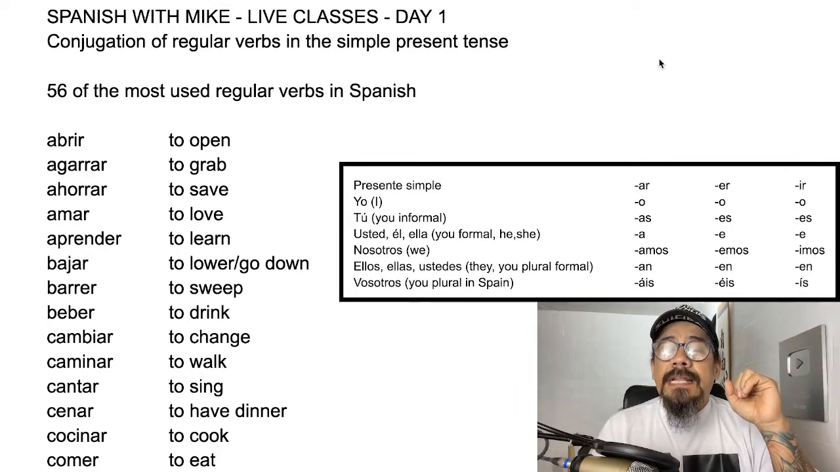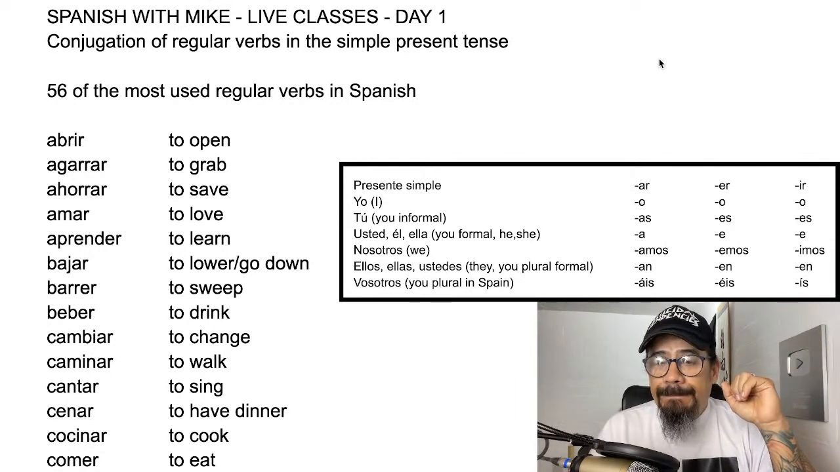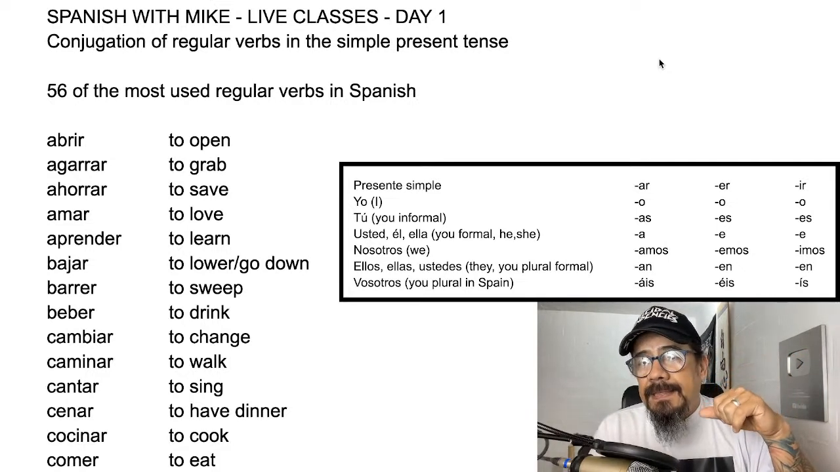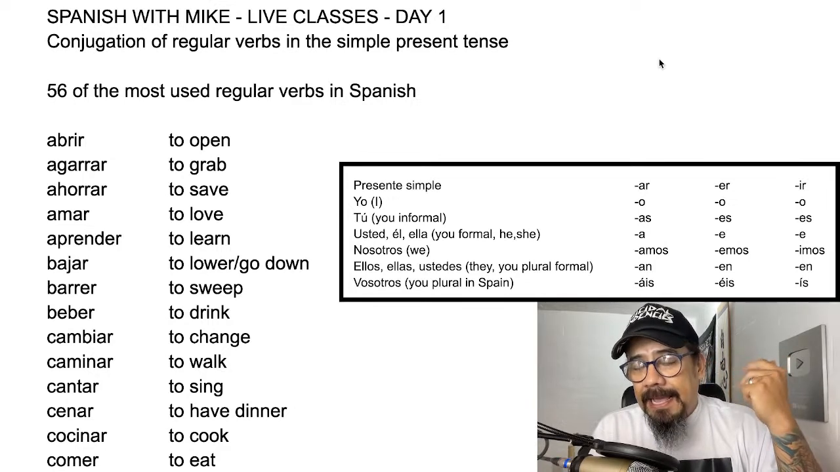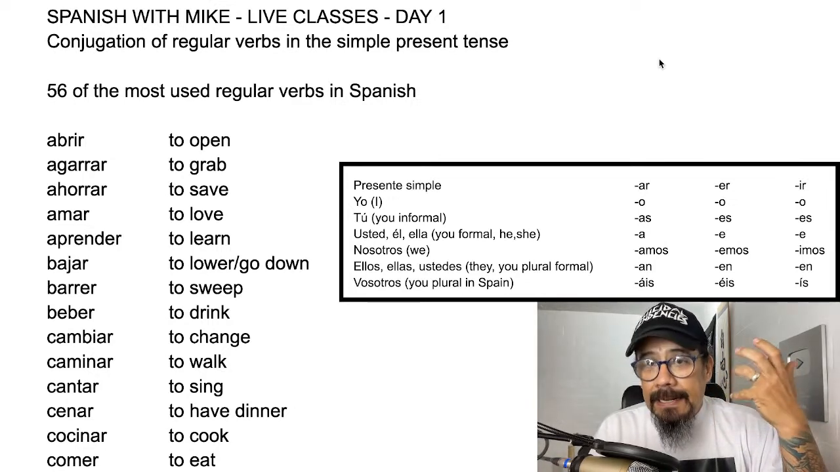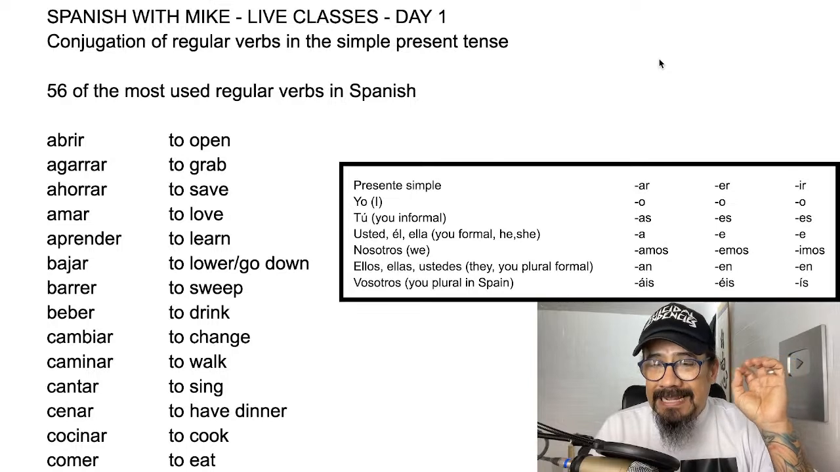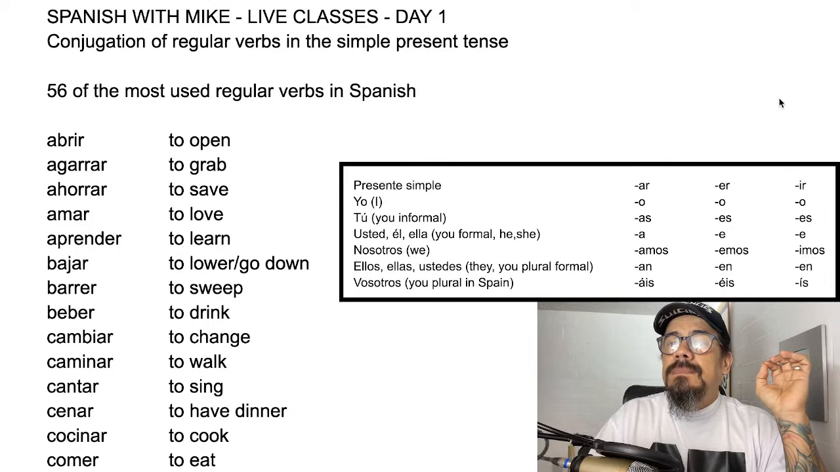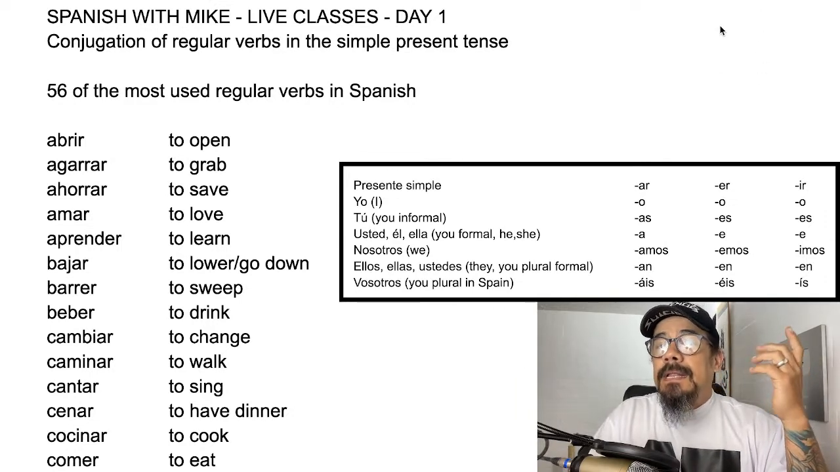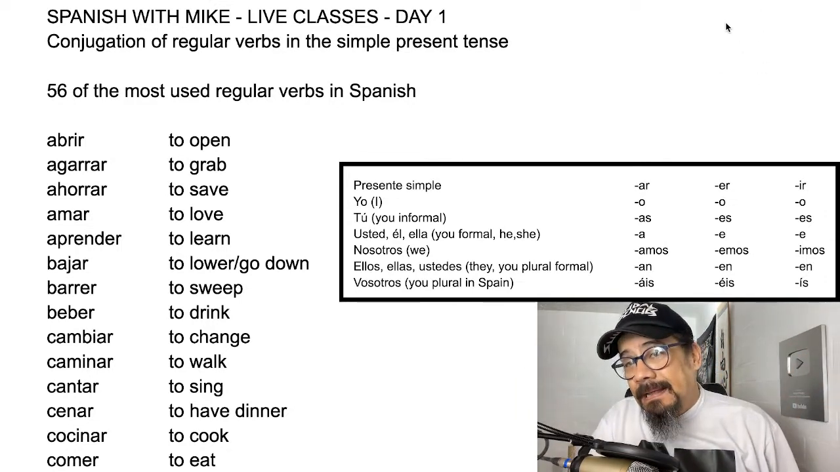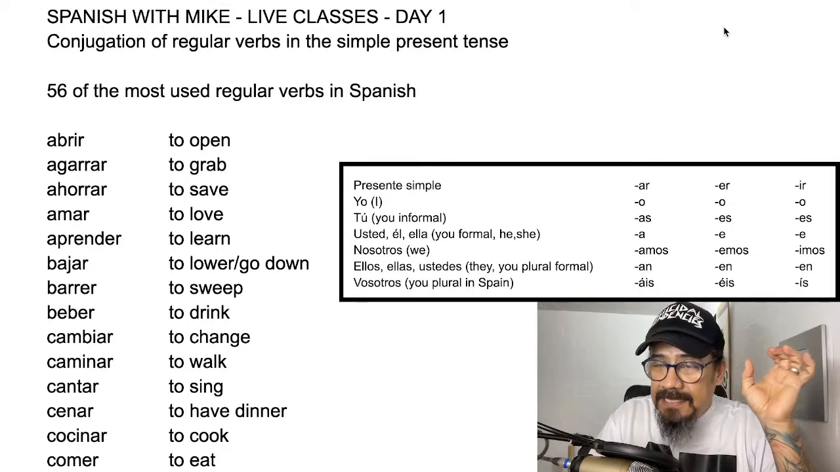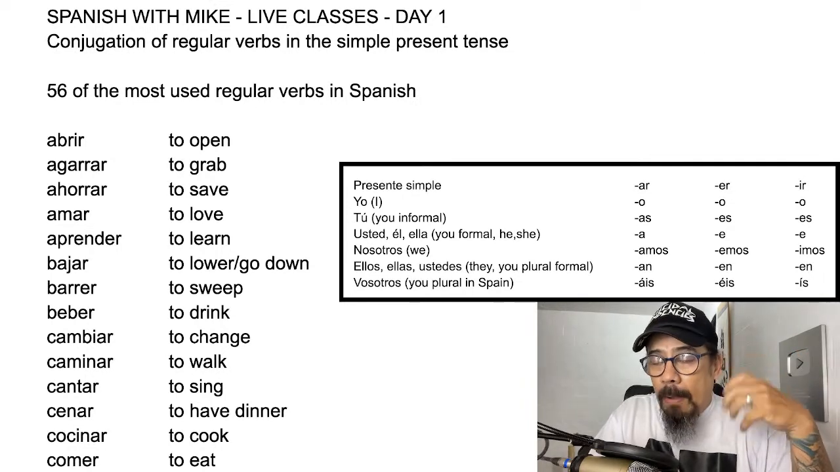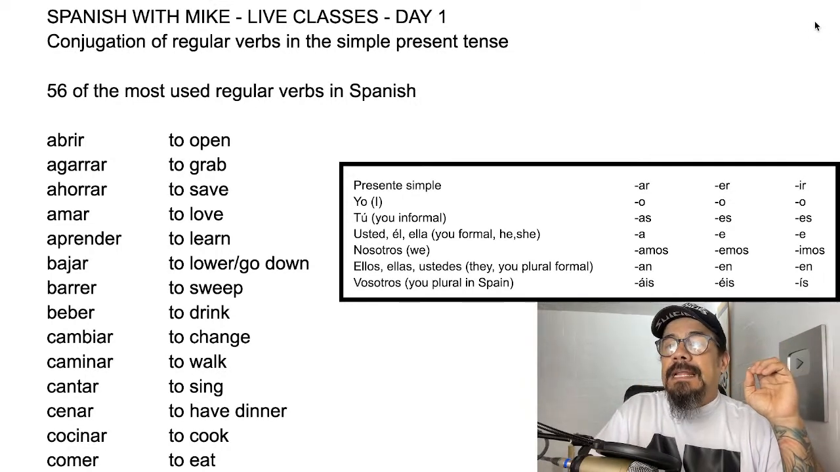So in Spanish, we have the infinitive form for the verbs, and it can be the ar, er, or ir ending. Let's say comer, it's a verb that ends in er, you see, on the second column here. And mirar, it's a verb that in its infinitive form, it ends in ar. Or vivir, it's a verb that ends in ir.